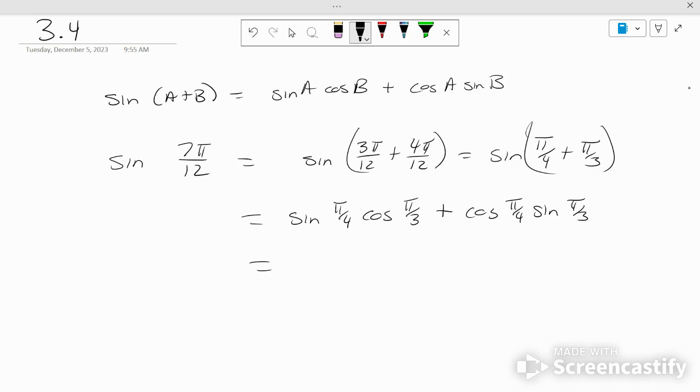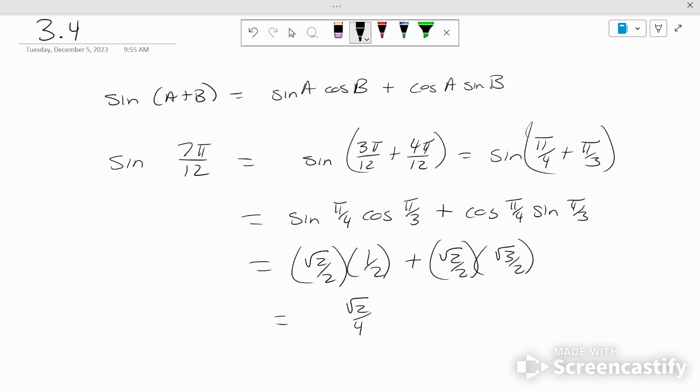Okay, so sine of pi over 4 is square root of 2 over 2. Cosine of pi over 3 is 1/2, plus cosine of pi over 4 is square root of 2 over 2. Sine of pi over 3 is square root of 3 over 2. So simply square root of 2 over 4 plus square root of 6 over 4, which is square root of 2 plus square root of 6 all over 4. Does it look really any different than what you did for section 3.3? No, it does not. Till we get to tangents.